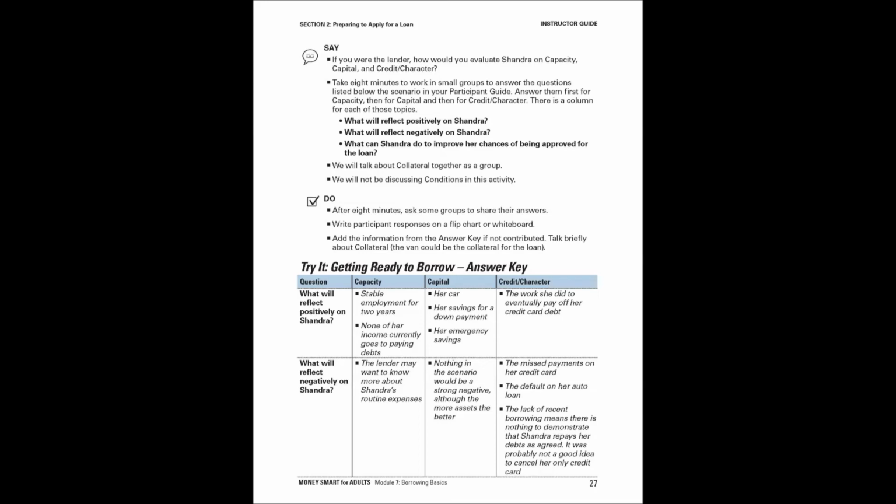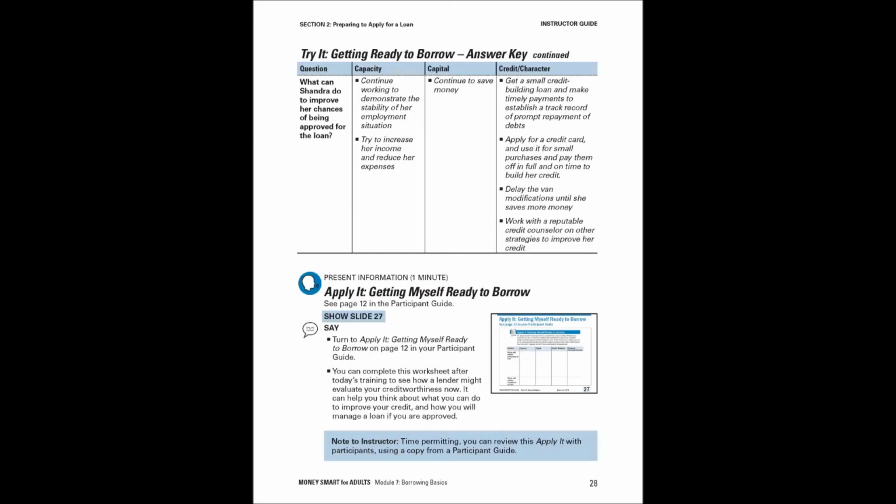And you'll see the answer key in the instructor guide here at the bottom of page 27 and the top of page 28. This is a great segue into the apply it activity, slide number 27. It's getting myself ready to borrow. That's on page 12 in the participant guide, and you will suggest that they can do this after training.